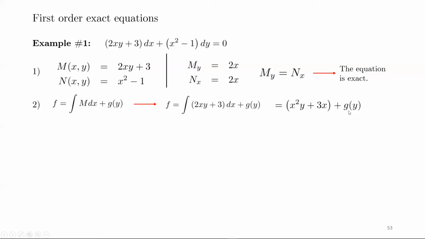Okay, so now we need to figure out what this unknown function g of y is. So I'm going to differentiate this expression for f with respect to y. So df by dy is equal to, well, if I differentiate the first term with respect to y, it's just going to be x squared, plus, if I differentiate 3x with respect to y, it's going to be 0. So I'm going to get x squared plus g prime of y.